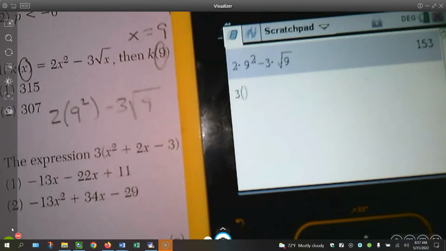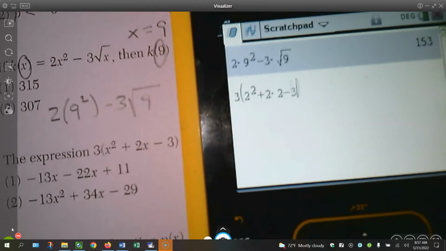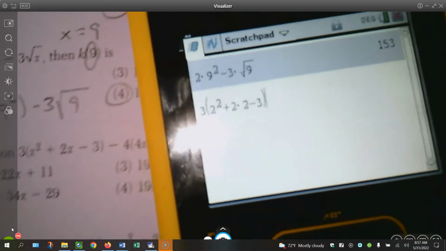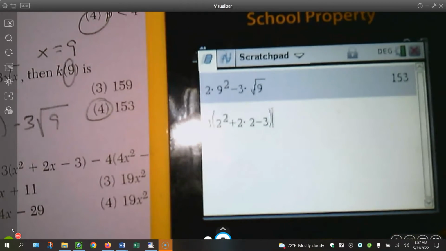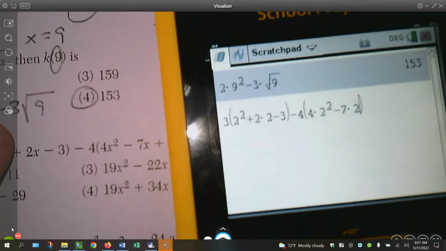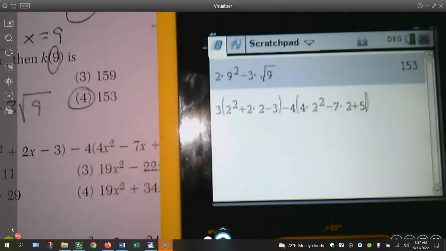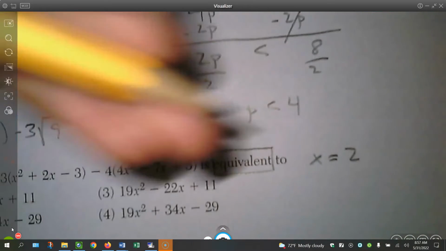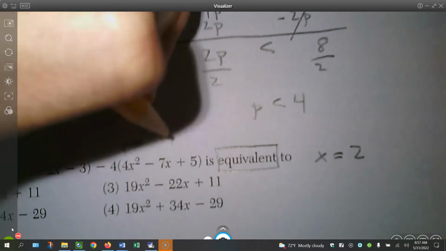So this is going to look like this: 3, parentheses, 2 squared plus 2 times 2 minus 3, close the parentheses, minus 4, parentheses, 4 times 2 squared minus 7 times 2 plus 5, close the parentheses, and enter. Negative 13. So this whole thing was equal to negative 13.